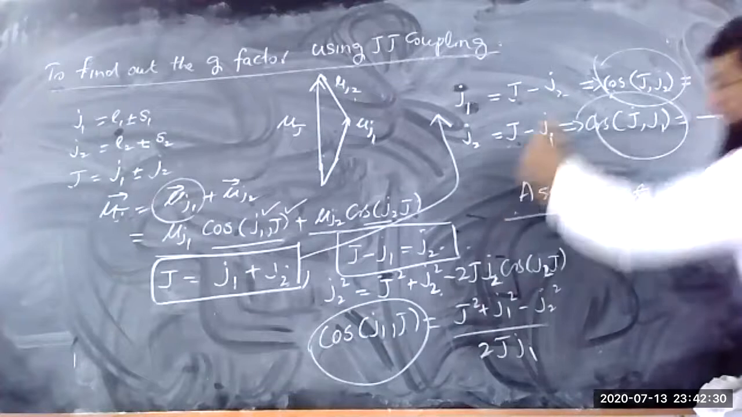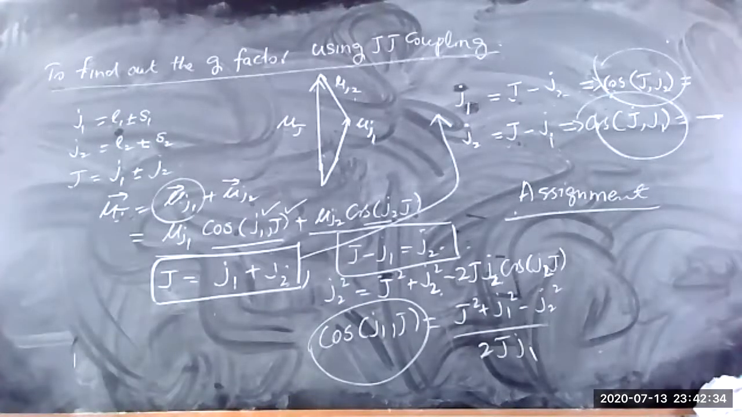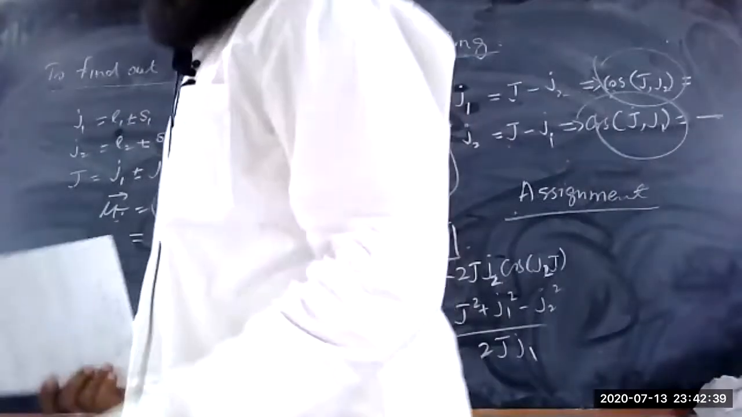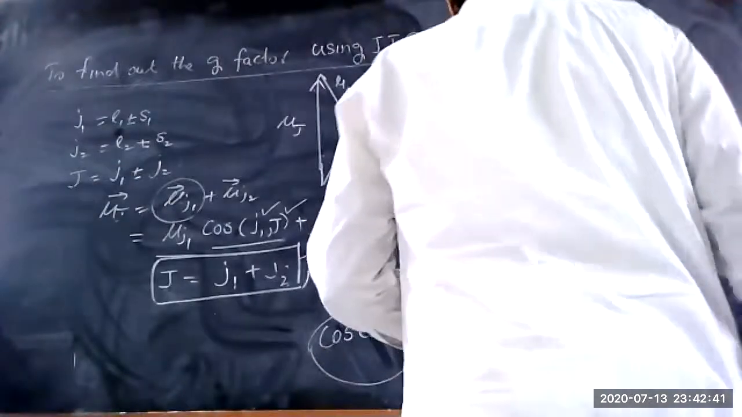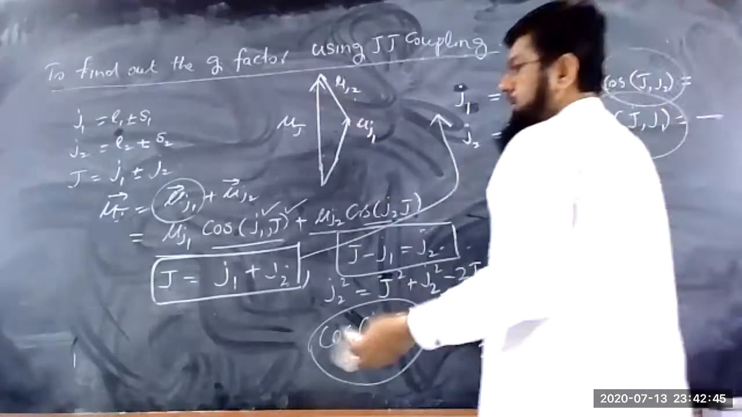This is a simple calculation you can perform easily. So we are stopping here. Okay, what is the G factor using LS coupling or JJ coupling? There is a simple calculation you can do yourself.